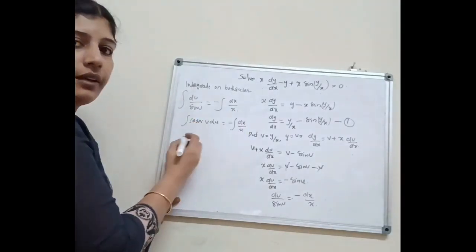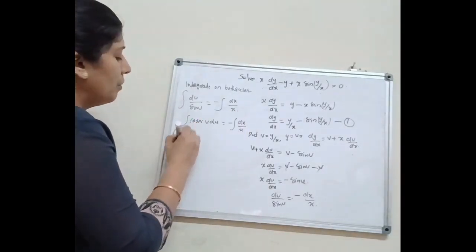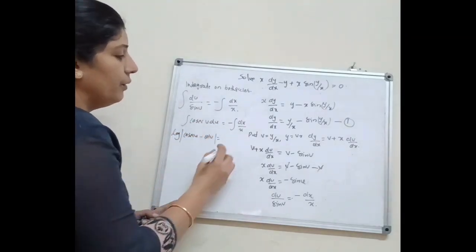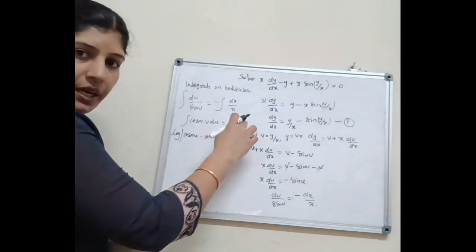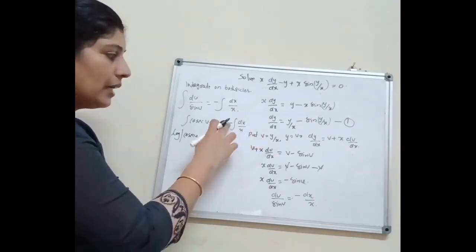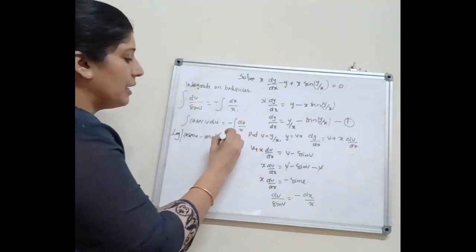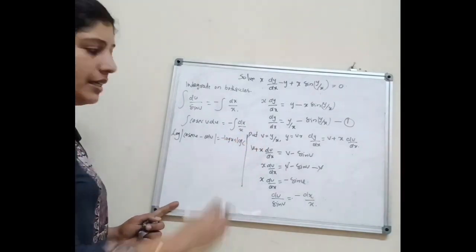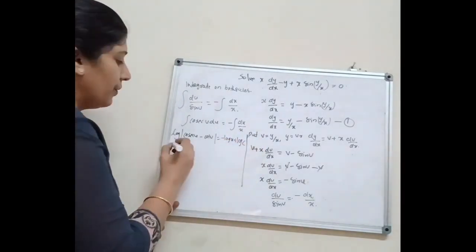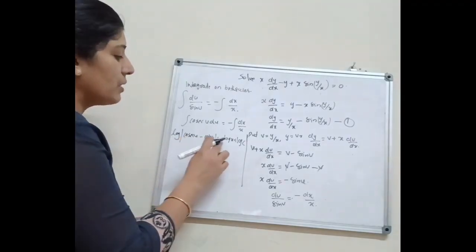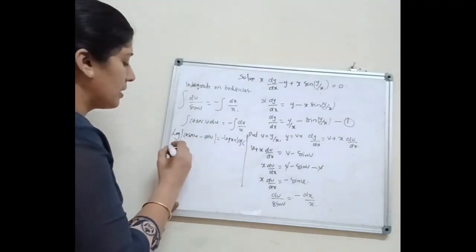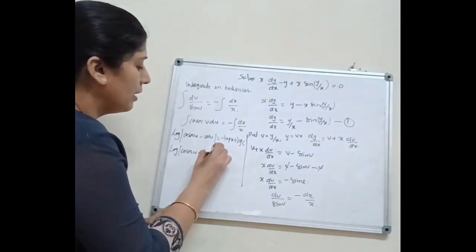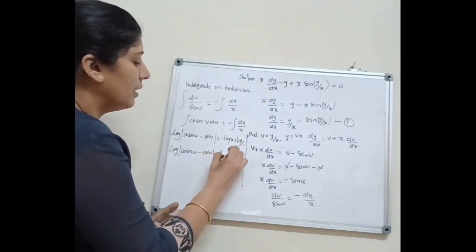Therefore, ∫cosec v dv is log|cosec v − cot v| = −∫(1/x) dx, which is −log x + log c, where log c is an arbitrary constant. That implies log(cosec v − cot v) = −log x + log c. Therefore, log(cosec v − cot v) + log x = log c.